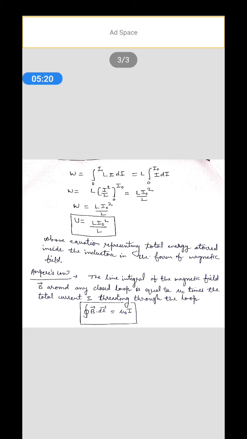So we can write it in mathematical form. The line integral of B dot dl is equal to mu naught I. This is Ampere's law.